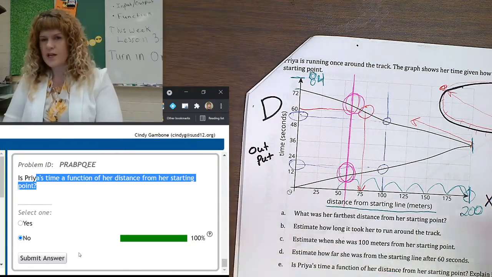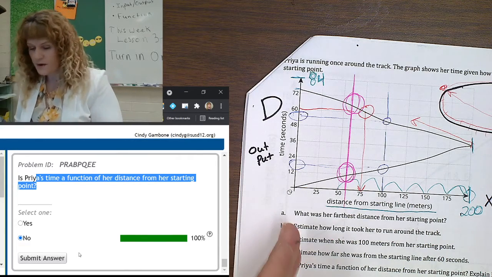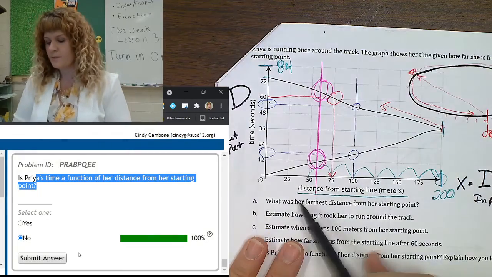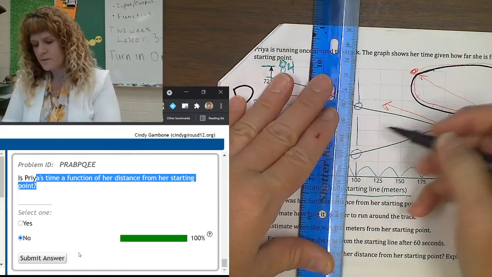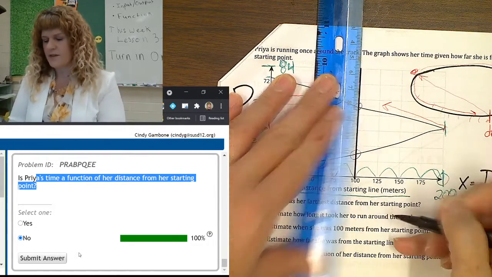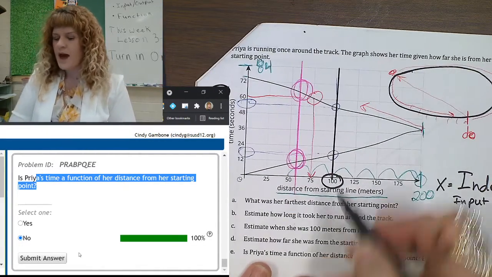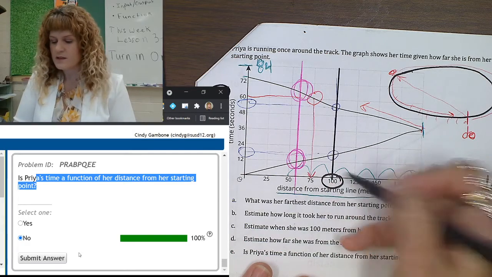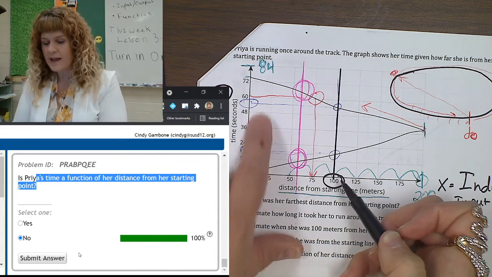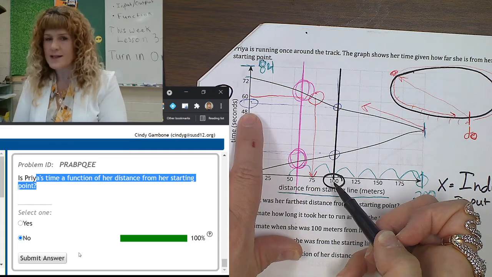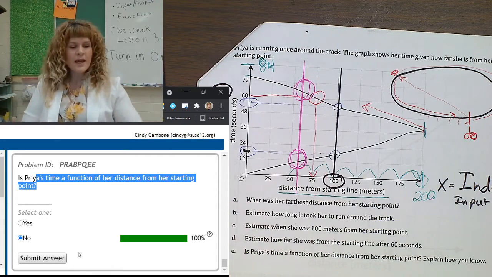Actually, you can change which axis you want it to be on, and you're going to do that a lot later. But on this graph, the way it's set up now, the input is the distance from the starting meter, and the output is the time. So when I draw a vertical line on this graph, I can see that the input of 100 meters has two outputs. At 100 meters, she's 18 seconds along and also 54 seconds along. It means one input has two answers.